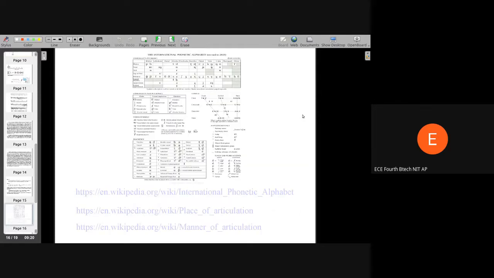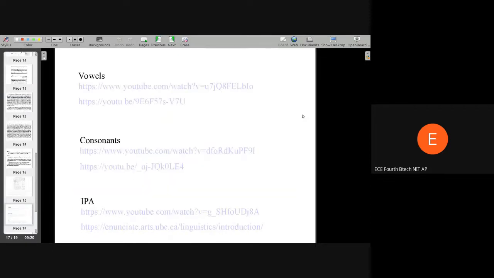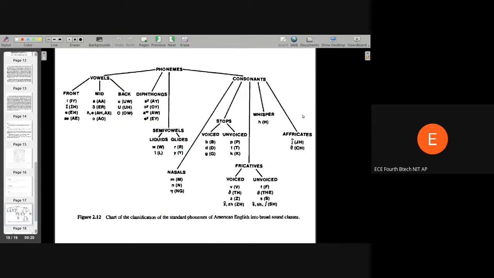So we talked about the International Phonetic Alphabet, place of articulation, and manner of articulation. We saw many videos regarding that from the University of British Columbia. Let's go through all that. We discussed IPA and the importance of IPA. This chart, this tree diagram, gives a basic idea of the important classes of sounds that are there.